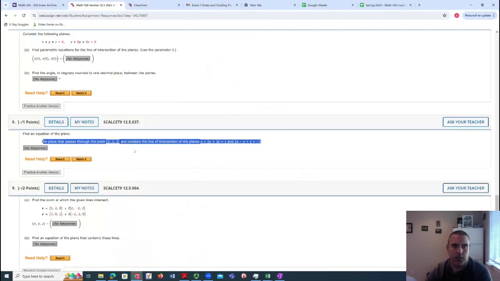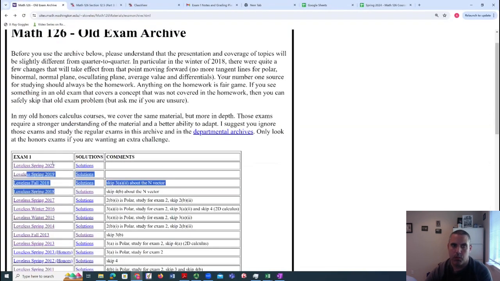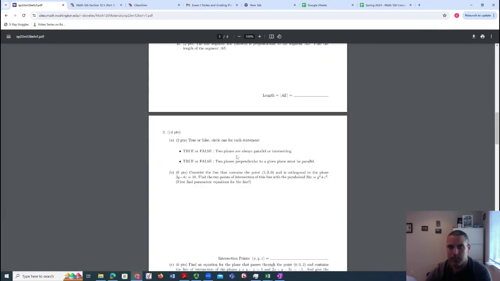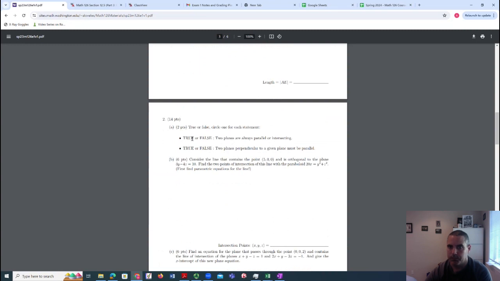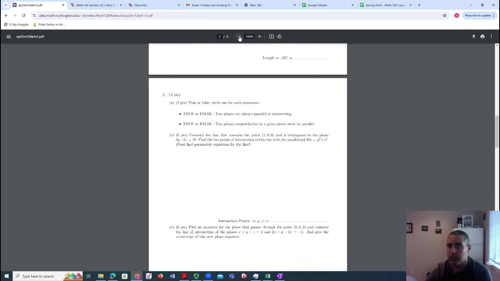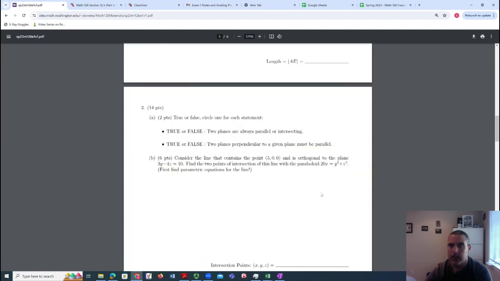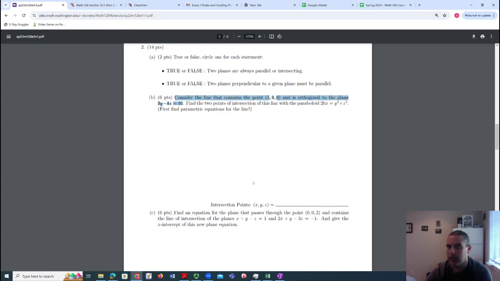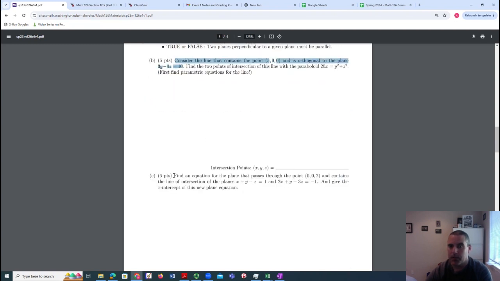I say that to tell you that's what you've got to be thinking about as you're doing the homework. Again, always study the most recent exams. If you studied the most recent exams, you would have seen this, which is very similar. In fact, my exam this quarter looked very similar to the most recent one in the archive. And then I said, consider the line that contains this point and is orthogonal to the plane. That's almost the same question as ours. I ask a slightly different intersection after that, but if you knew how to do this question, you would have immediately found that line. And this section says, find the equation of the plane that passes through the point and contains the line of intersection.